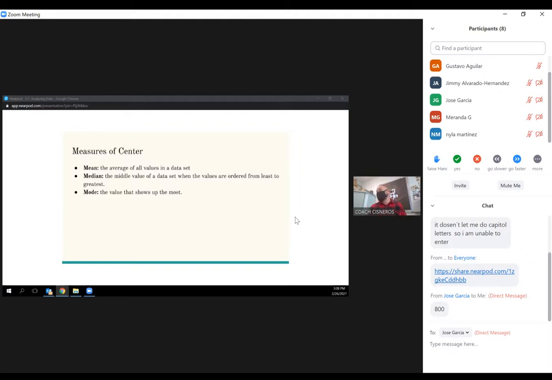Right now, the mode for the test will probably be a 0. The one that shows up the most. People that didn't take the test yet, or just didn't take it, and they're not going to take it.